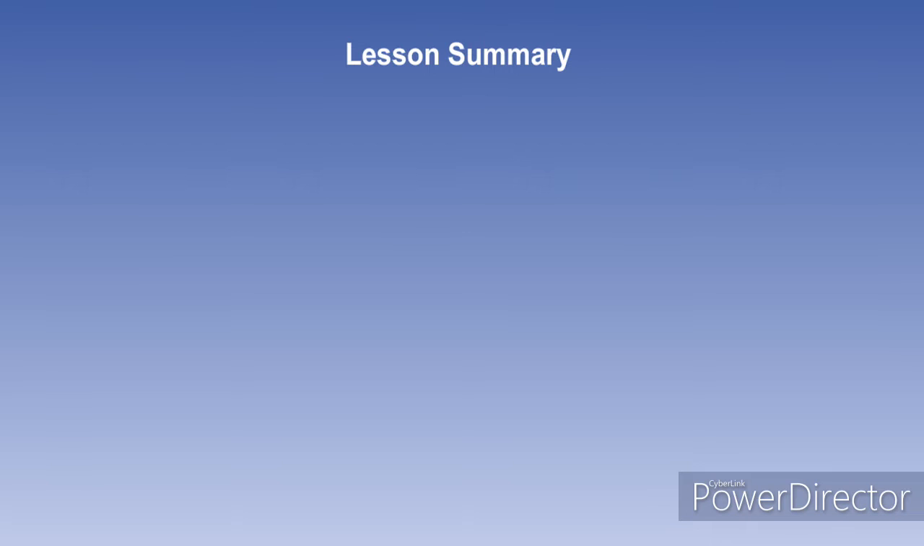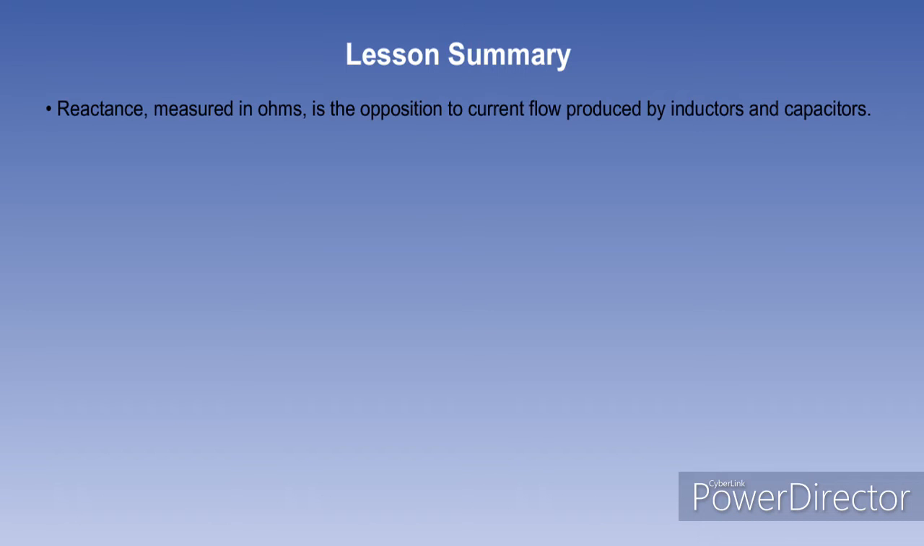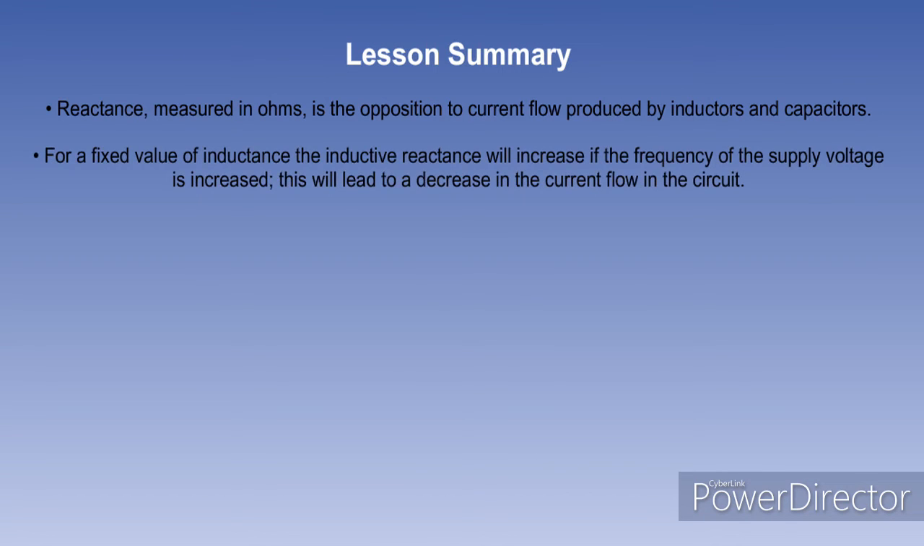That is the end of the lesson. Here are the main points that you'll need to take from it. Reactance, measured in ohms, is the opposition to current flow produced by inductors and capacitors. For a fixed value of inductance, the inductive reactance will increase if the frequency of the supply voltage is increased. This will lead to a decrease in the current flow in the circuit.